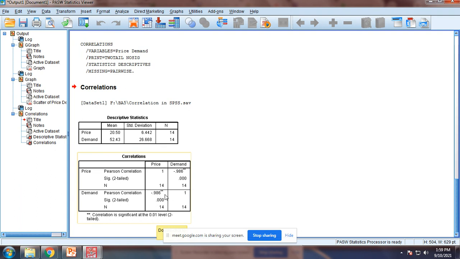If it was one star, then it would have put one star over here, and it would have written correlation is significant at the 0.05 level, which is 95%. Okay, here it is significant at the 0.01 level, which is 99% confidence level. Is this clear?